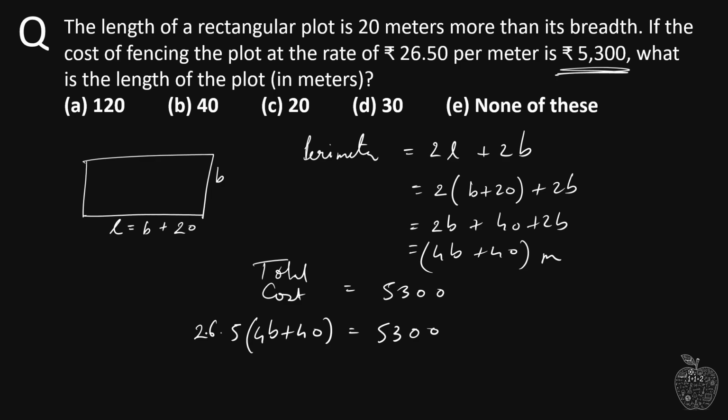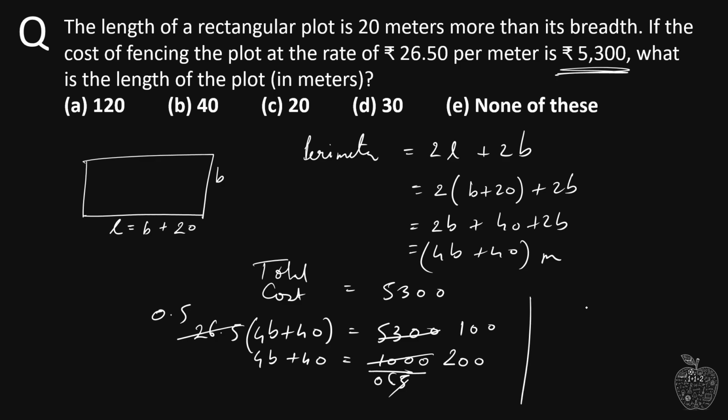So let's do that. We can simplify this with 53. 53 0.5s are 26.5 and 53 100s are 5300. So we have 4b plus 40 is equal to 100 divided by this 0.5. To remove this decimal point, we add a 0 in the numerator. So we get 1000 divided by 5, and 5 2s are 10, so that is 200.